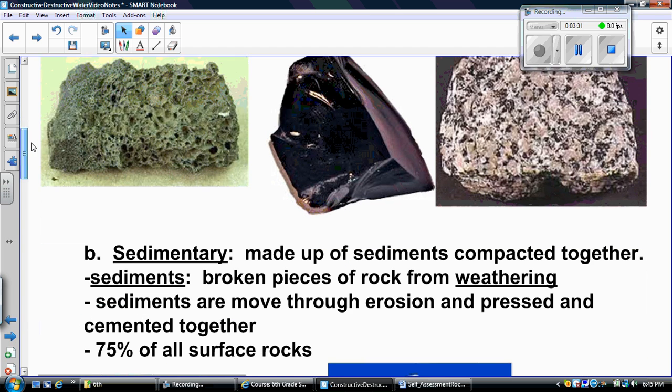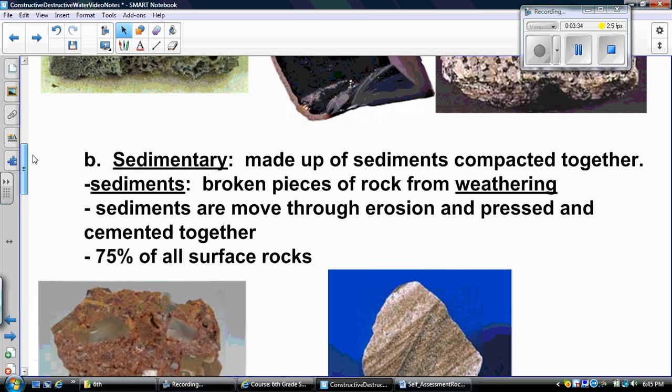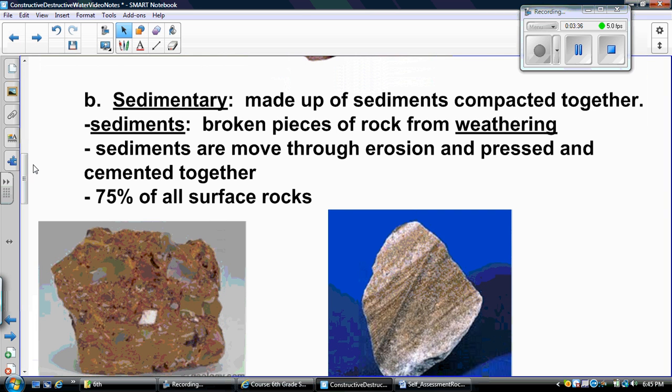This is still on number 2. Another type of rock are sedimentary rocks. Sedimentary rocks are made up of sediments that have been compacted and pressed together. Sediments are broken pieces of rock from weathering. So sedimentary rocks form from other types of rocks that have already been formed.